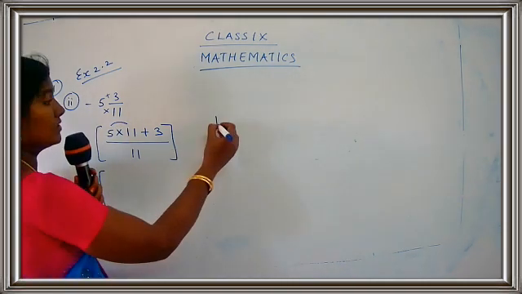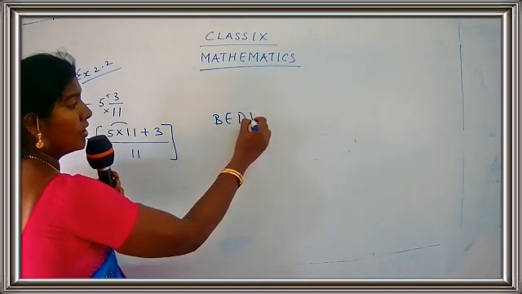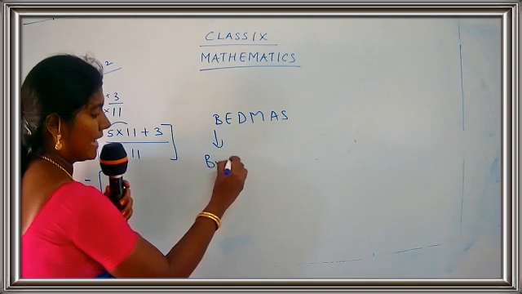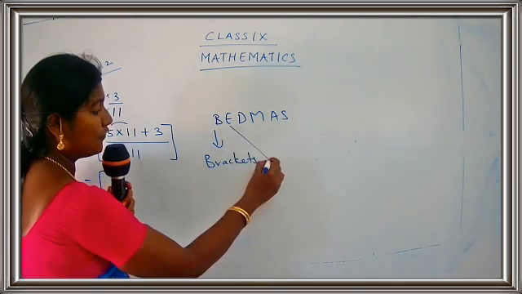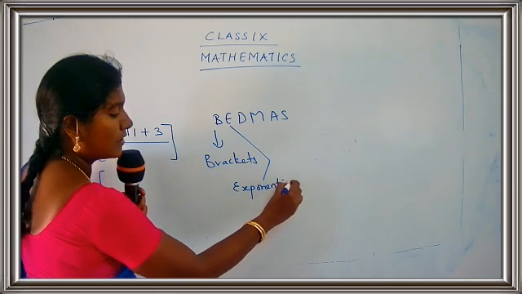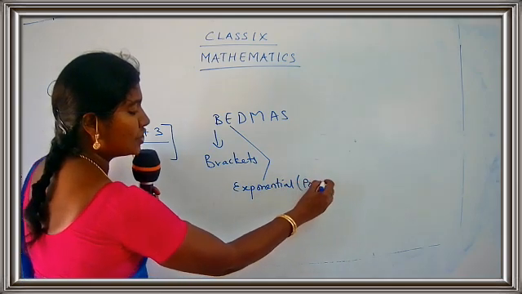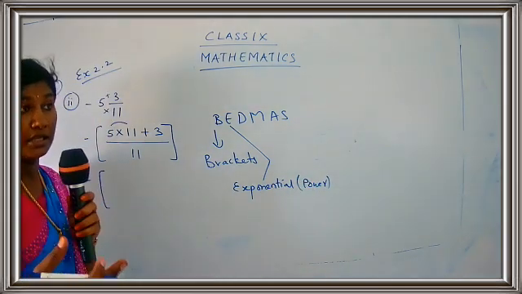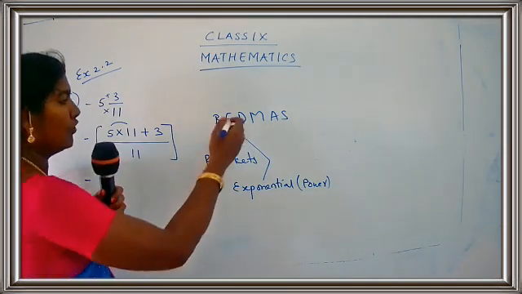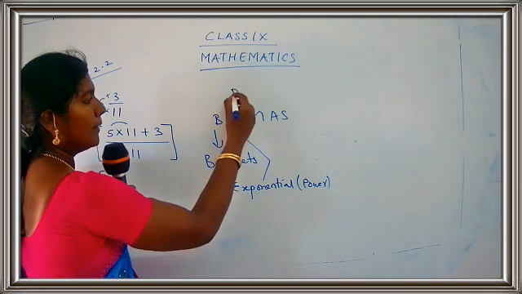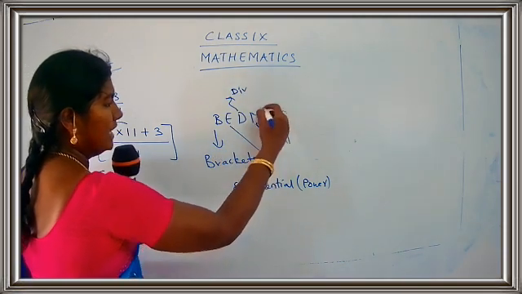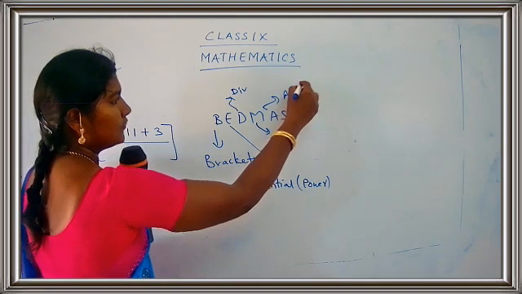Actually it is called the BEDMAS rule. What is the BEDMAS rule? B stands for bracket. E stands for exponential. Exponential means the power. What is the meaning of exponential? The power part, like 2 raised to 3, 2 raised to 2. This you will study in your higher classes, okay? And D is for division, M is for multiplication, A is for addition, and S is for subtraction.